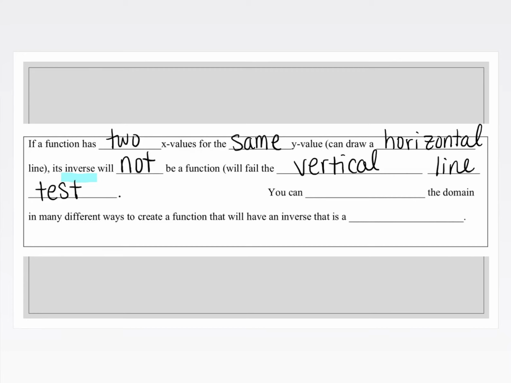So we can think of that like horizontal and vertical are inverses, and we're dealing with inverse functions here. So if it fails this horizontal line test, such that the horizontal line hits more than one point on our graph, then the inverse will fail the vertical line test. But there's a way to change this. We can restrict the original domain in many different ways to create a function that will have an inverse that is a function.